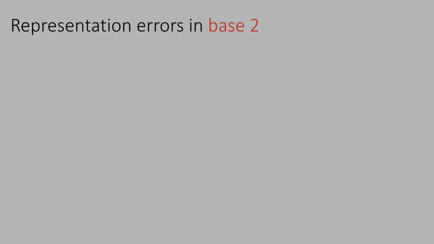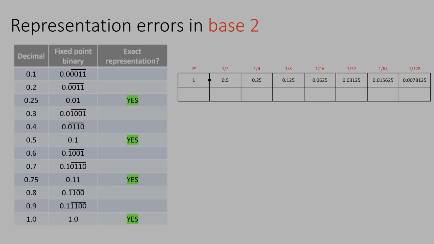So, representation errors in base 2. What do we actually mean by this? So if we were to take the value 0.2, so 0.0011, and that's repeating, so 0011. If we look at this, we can't ever get to 0.2. So it's only those representations where it happens to fall on the decimal number that we are looking for, or we add together to make the decimal number that we're looking for, that we can represent those exactly.